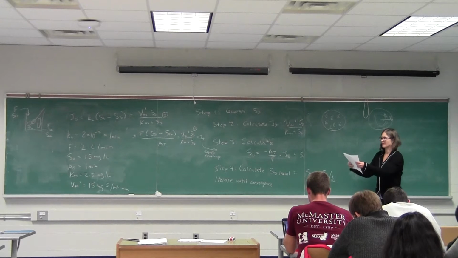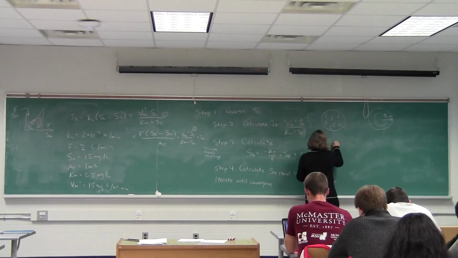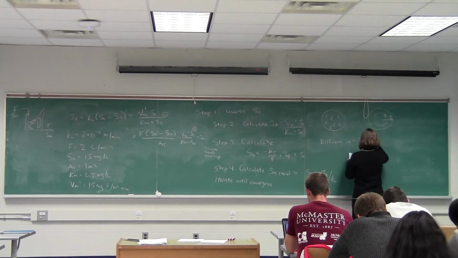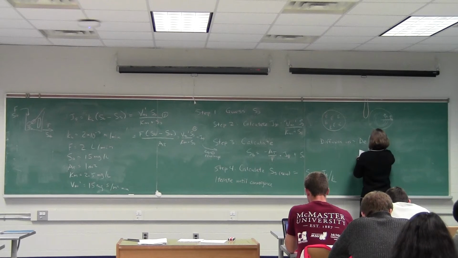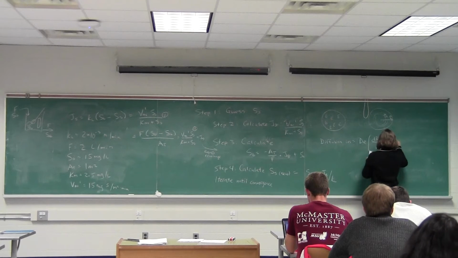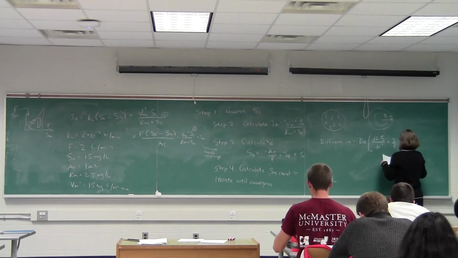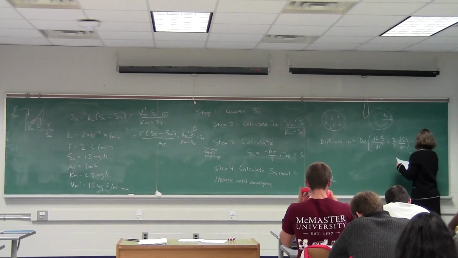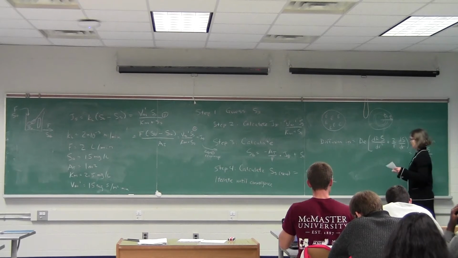I'm going to go through a little bit of the derivation. What you end up with is total diffusion in equals D_e, that's your diffusion coefficient, times d squared S over dr squared plus 2 over r dS over dr, and that equals total reaction, which equals V_m double prime S over K_m plus S.